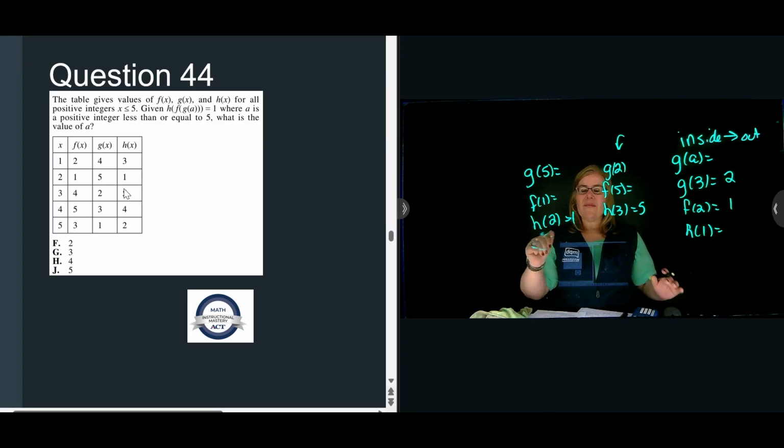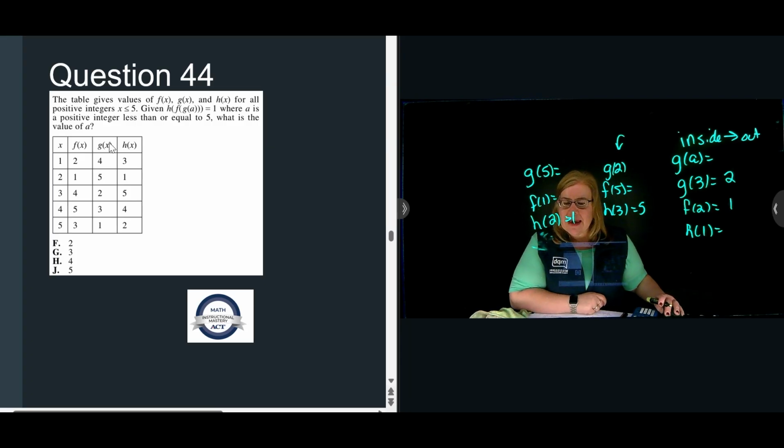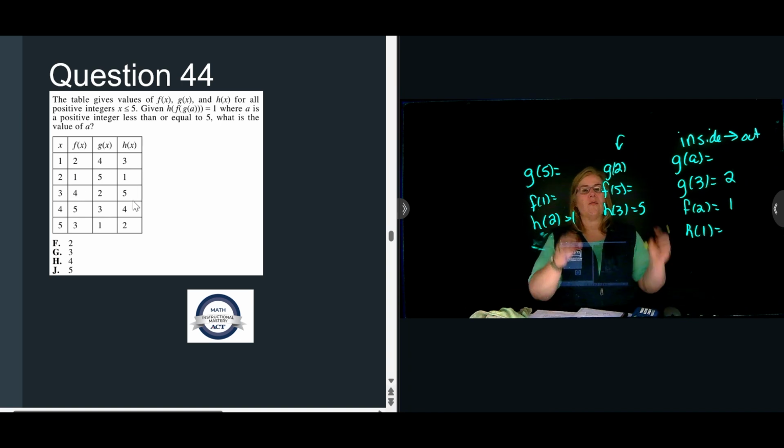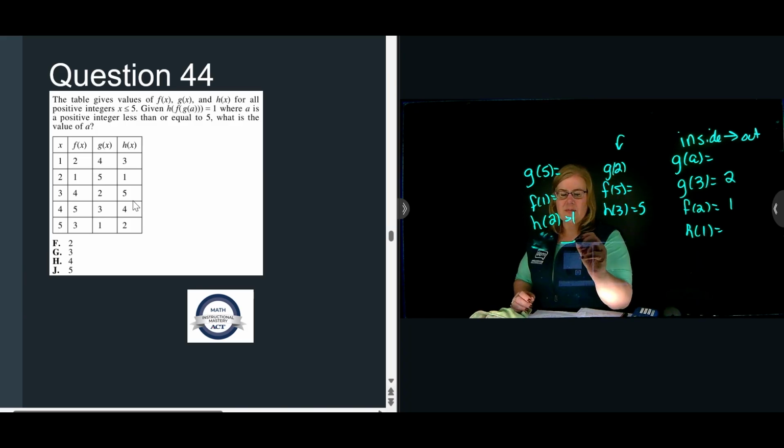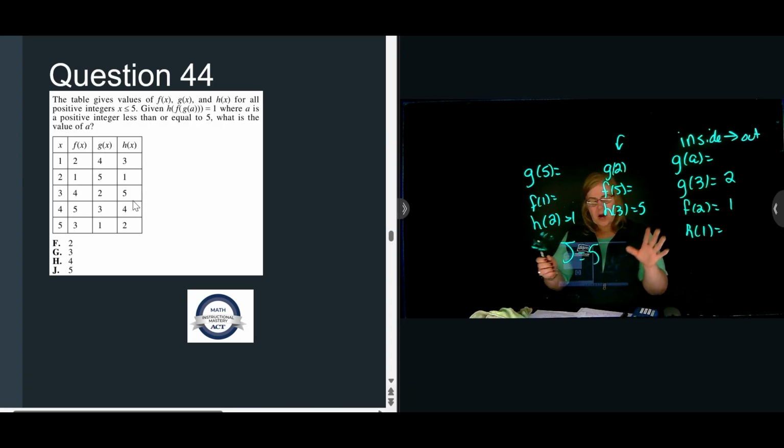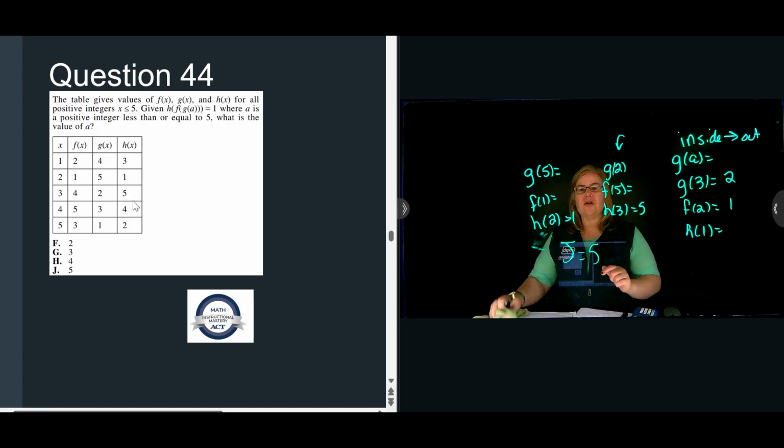So let's look and see why 4 couldn't have been possible. My G of 4 is 3. My F of 3 is 4. And my H of 4 is 4, because I'm going from the inside out. So my only possible choice is going to be J at 5. That's a little bit more complicated, but the good thing is in our next couple of lessons, we will understand how to use these different skills.